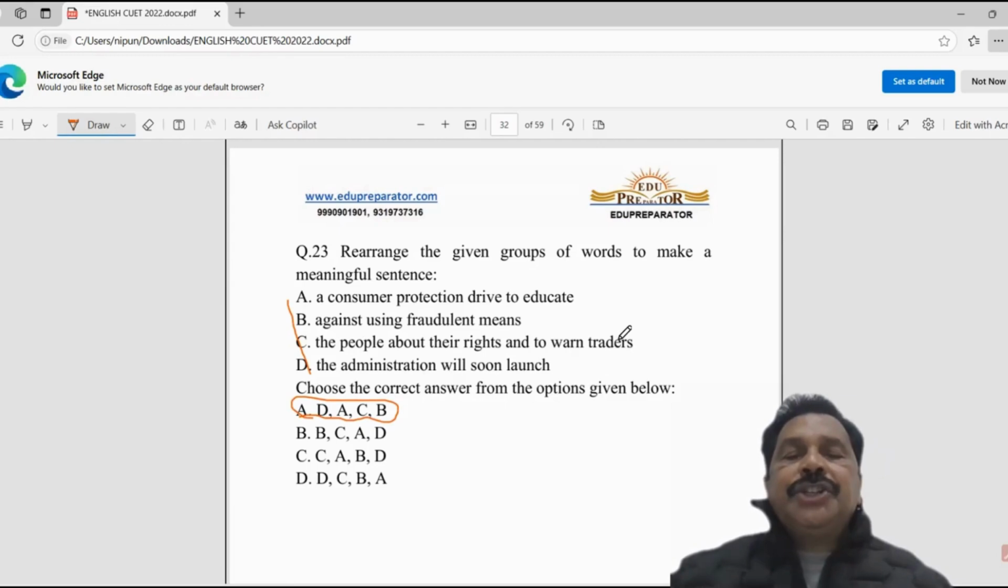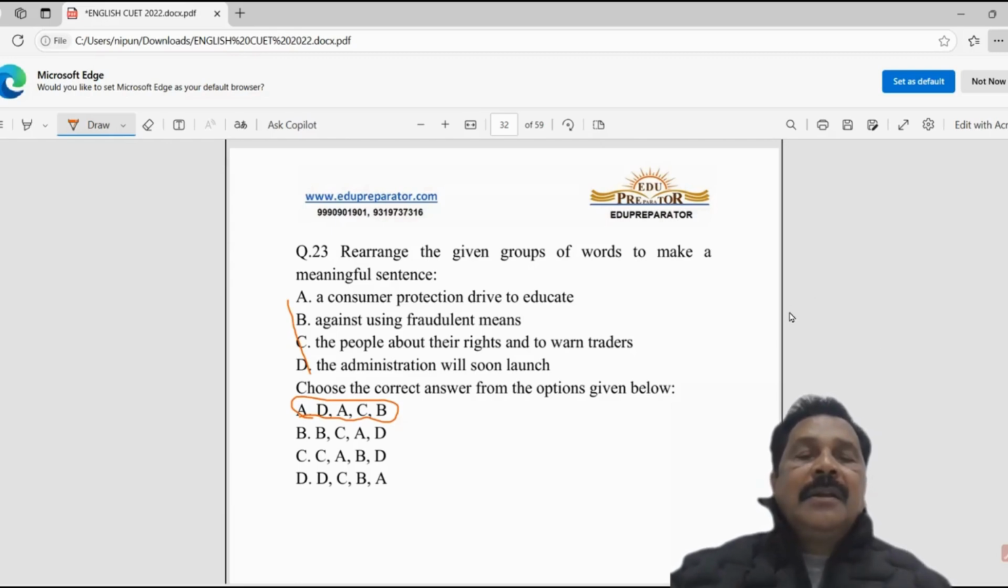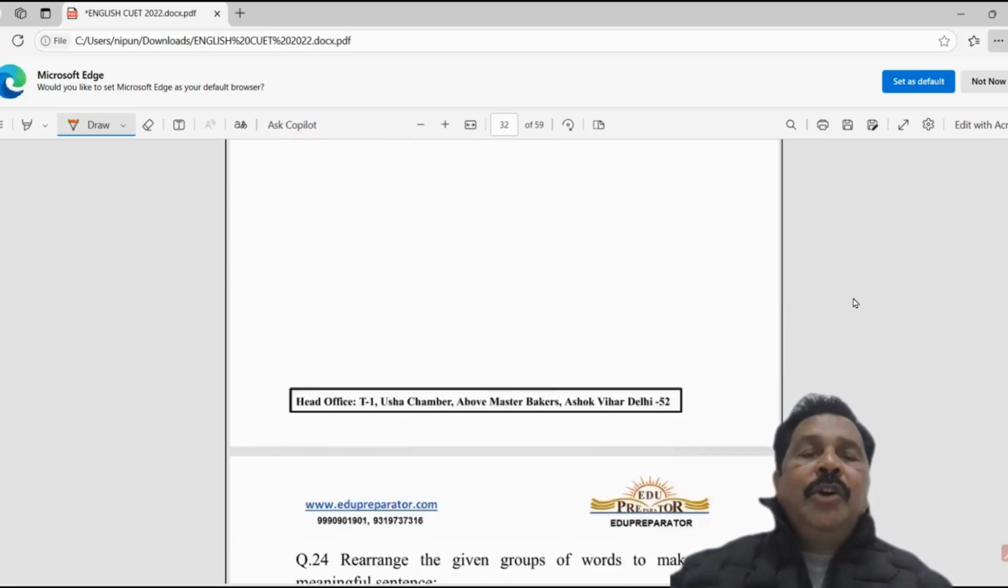C, the administration will soon. A consumer protection drive to educate the people about their rights and want traders against using fraudulent means. Have you seen the subject, verb, object, and the object to complement?